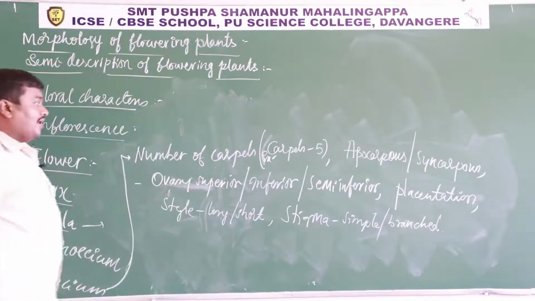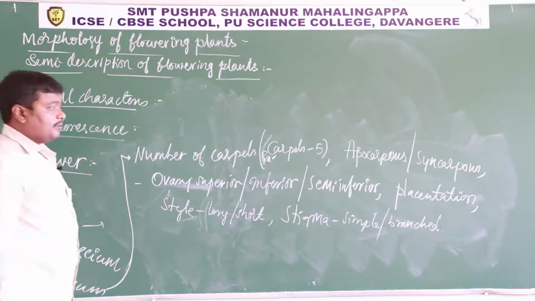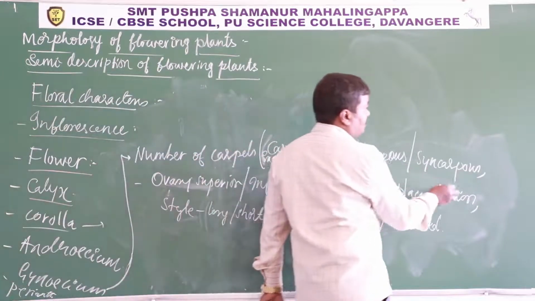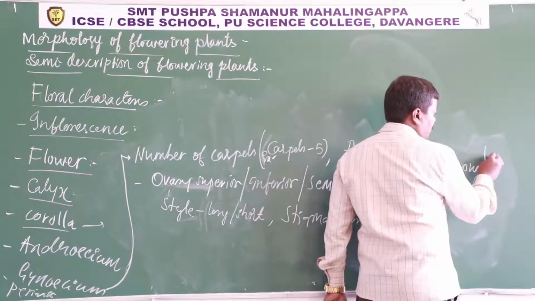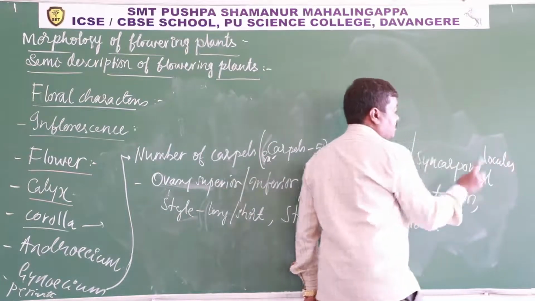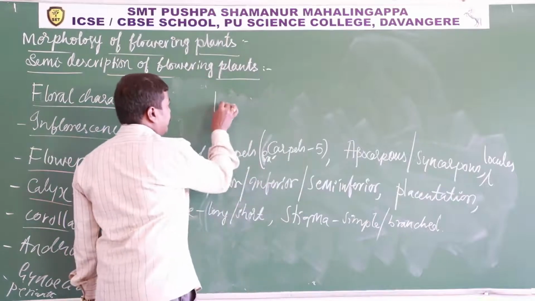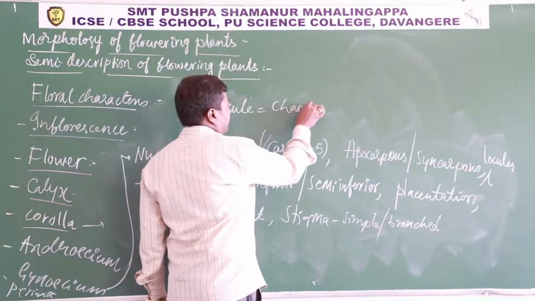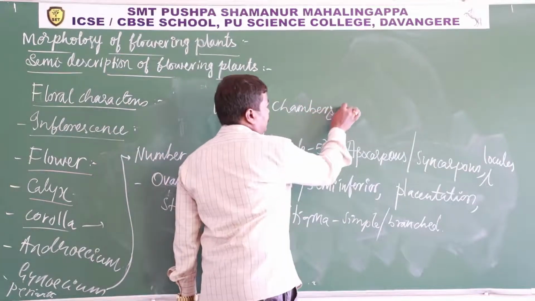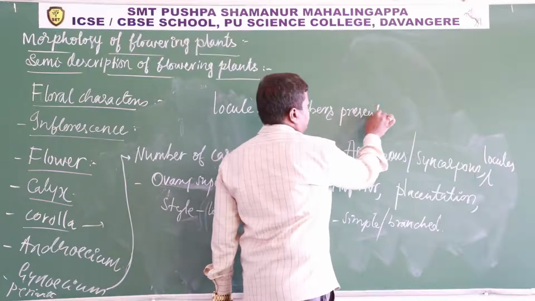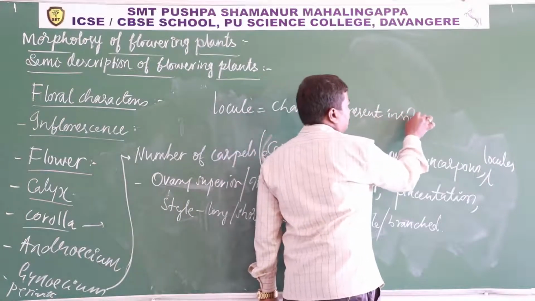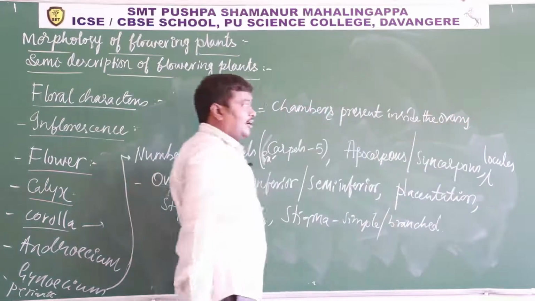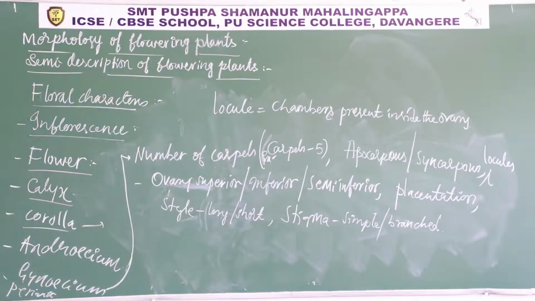Okay. And along with that, it can also be mentioned along with the number of locules. So after carpels, apocarpous, syncarpous, you need to mention locules, and the number of locules. Locule means chambers present inside the ovary. Inside an ovary there are carpels, and with the carpels, how many chambers are there.